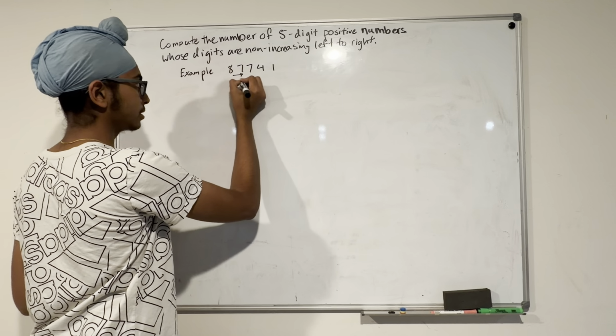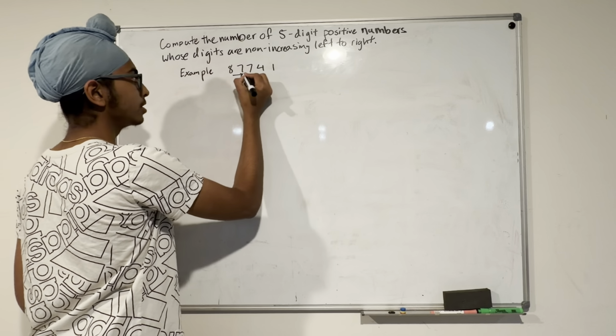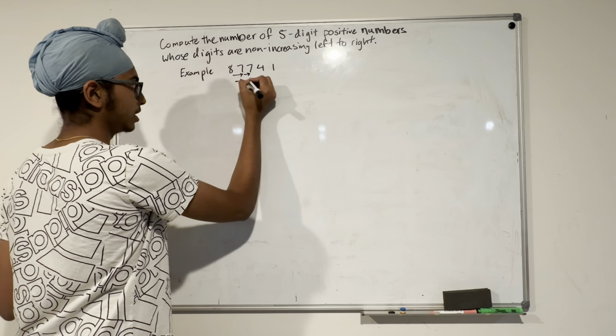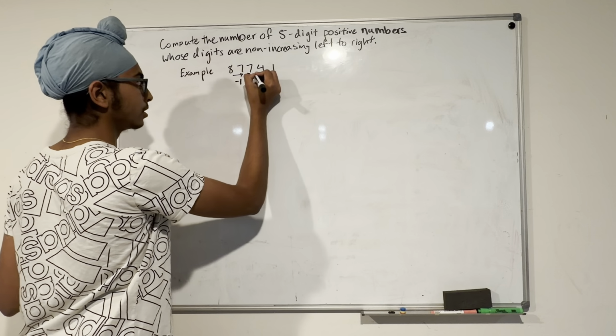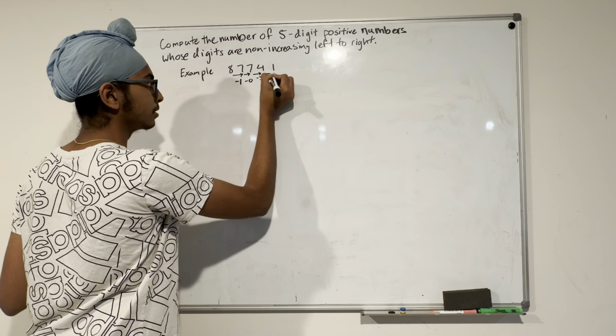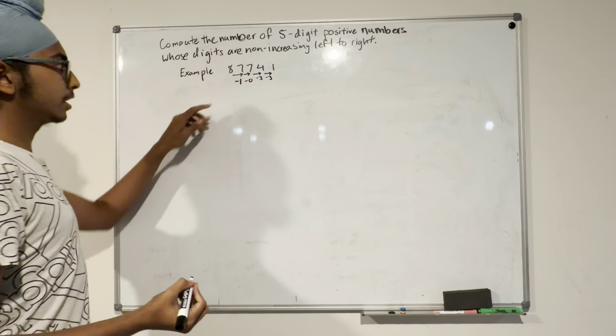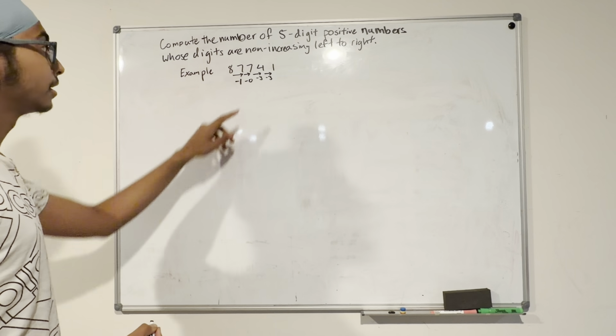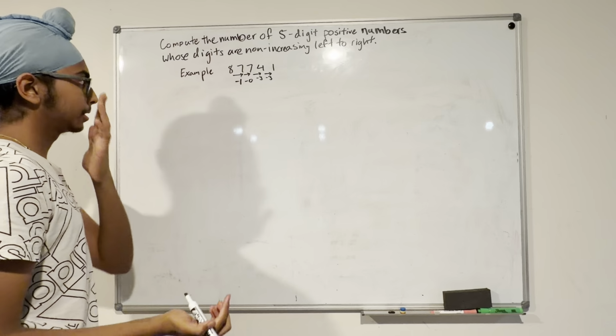8 is going to 7, that's -1, or every digit has no change. So this is -0. This would be -3, this would be -3. And since all of these are minuses, the number is non-increasing. Okay, so how can we count these?